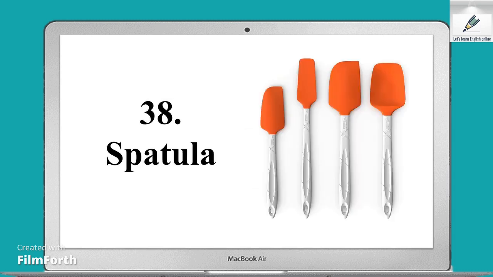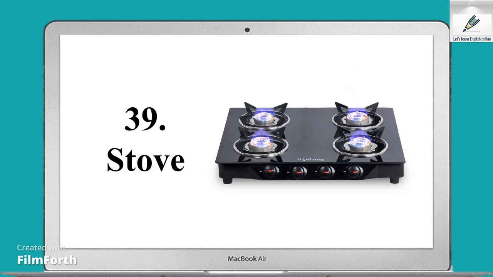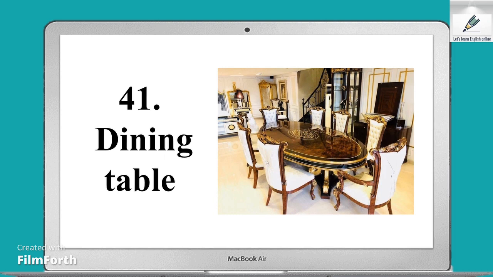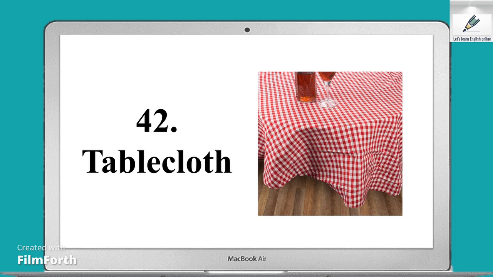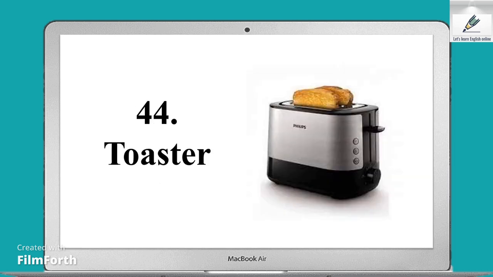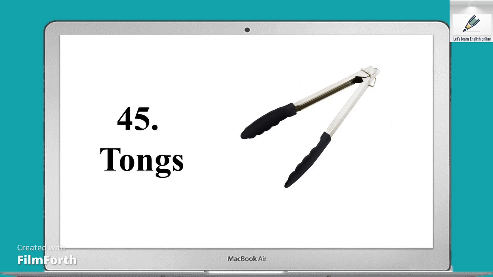38th word is spatula. 39th word is stove. 40th word is strainer. 41st word is dining table. 42nd word is tablecloth. 43rd word is tea towel. 44th word is toaster. 45th word is tongs.